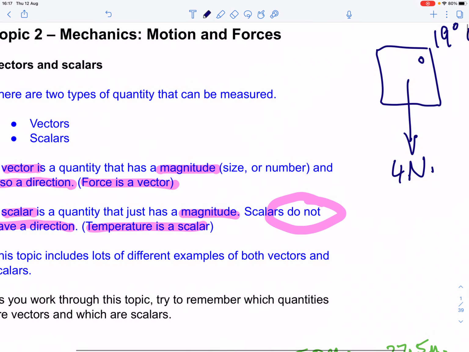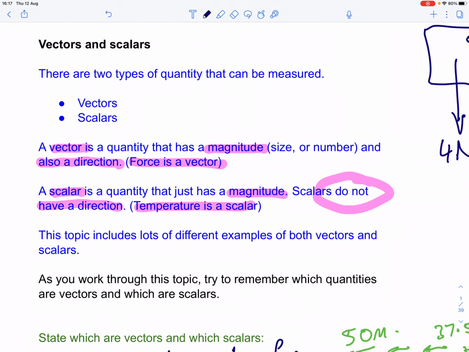All right, so just to return to the definitions, just so we remember them, a vector is a quantity that has a magnitude and a direction, whereas a scalar is a quantity that only has a magnitude and no direction at all. And that's it.